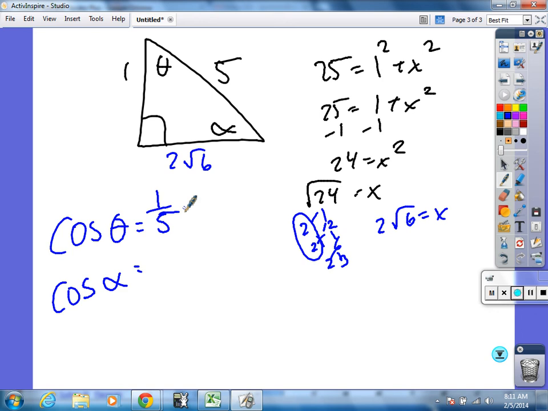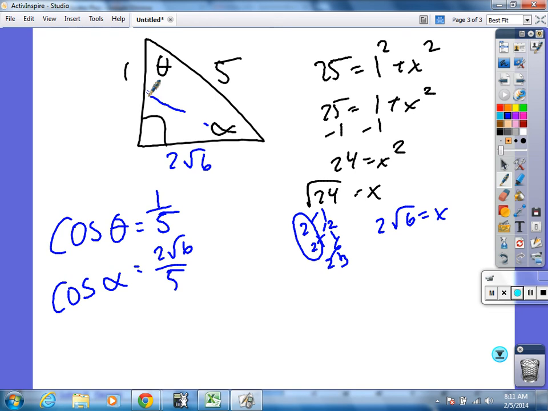Okay, so now if we go to alpha. If I'm at alpha, who's my adjacent? 2 root 6 is, huh? Over 5. So it all depends on where you're standing. If I'm here, then the 2 root 6 is it, right? And notice opposite means away from, right? That'll help you determine that.